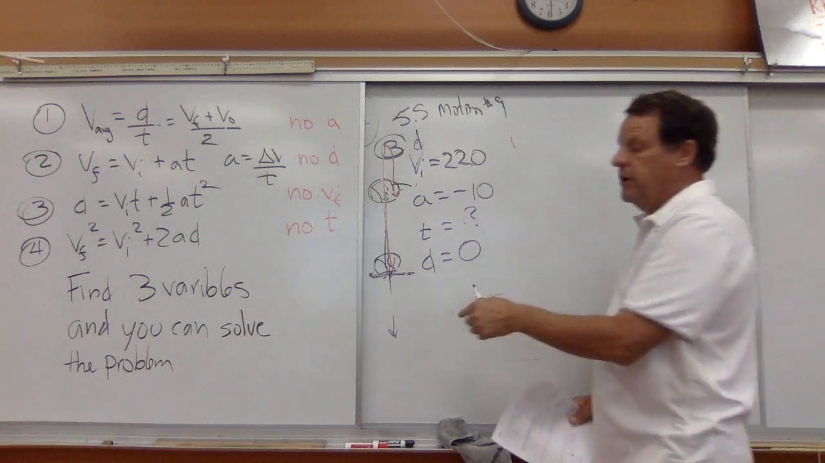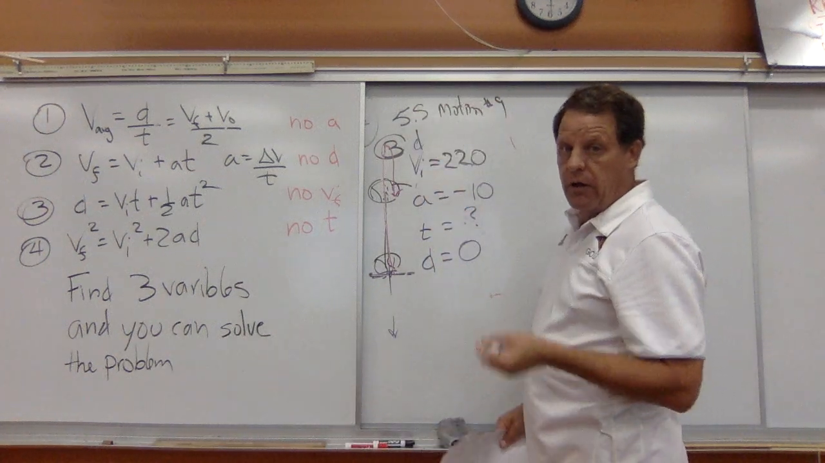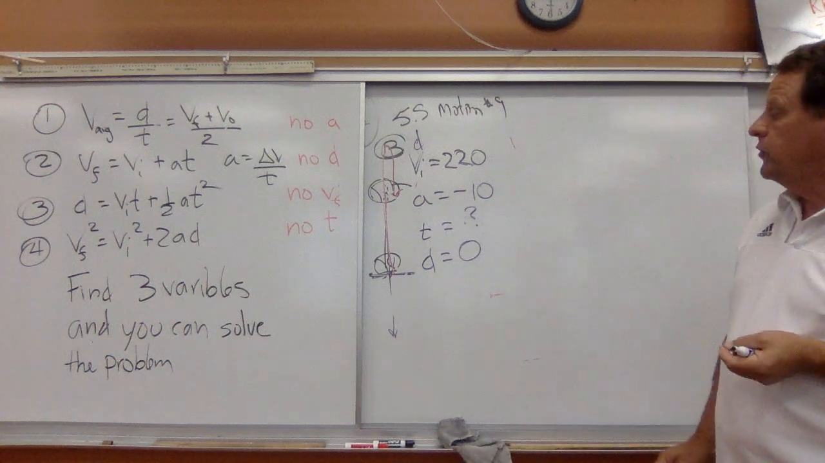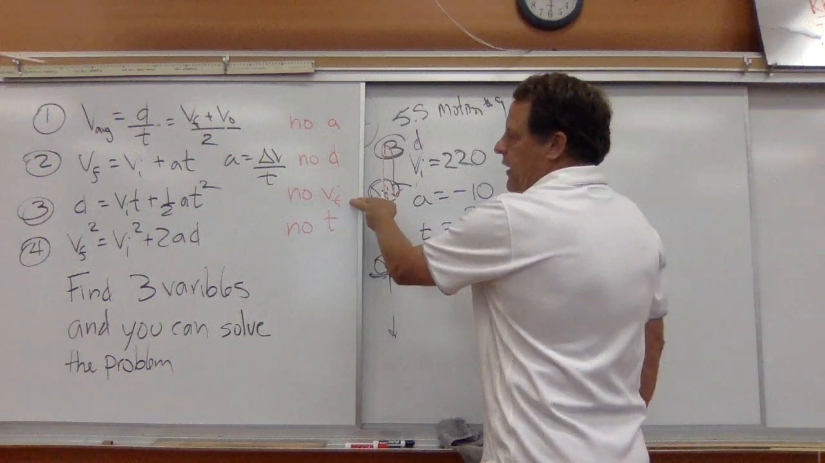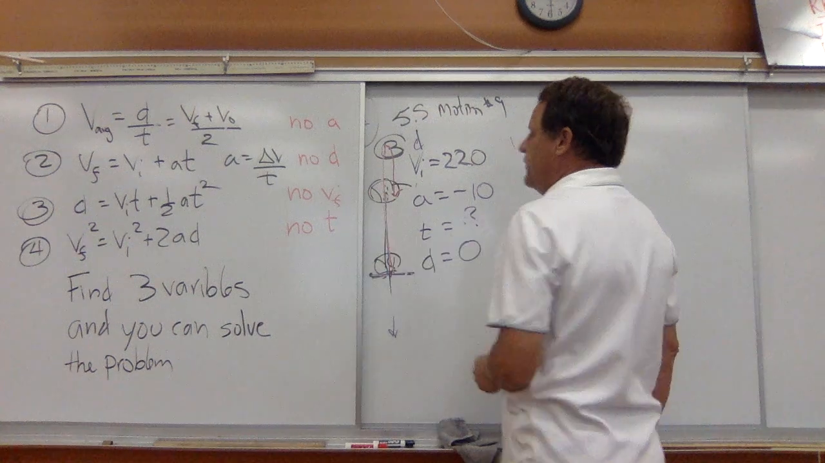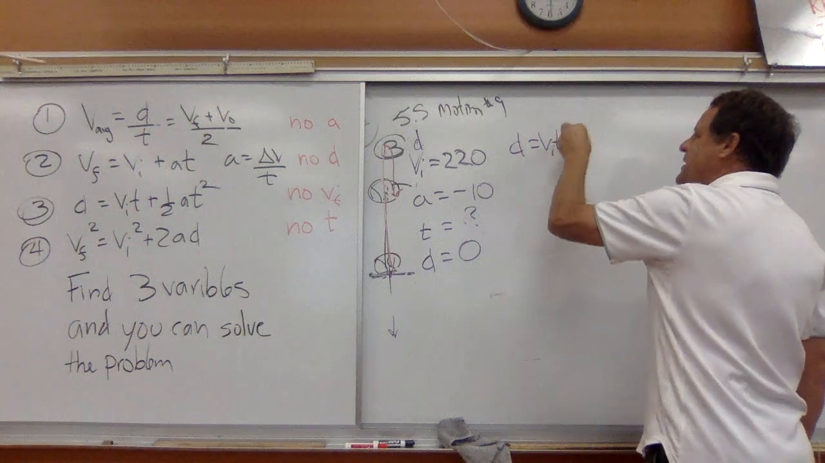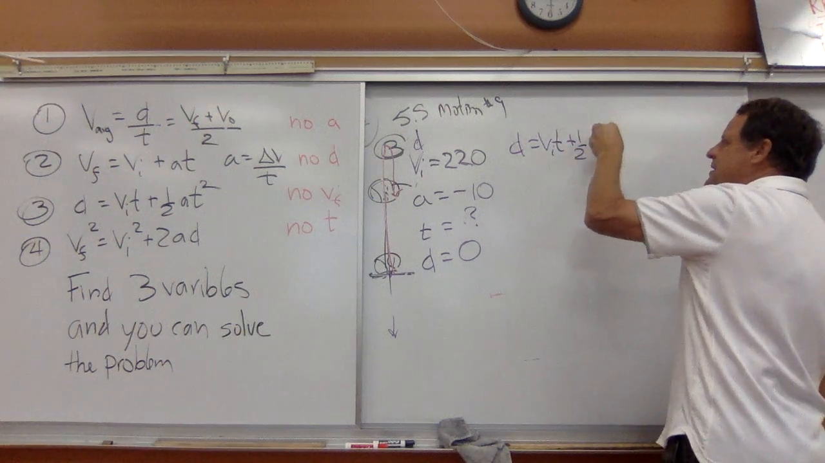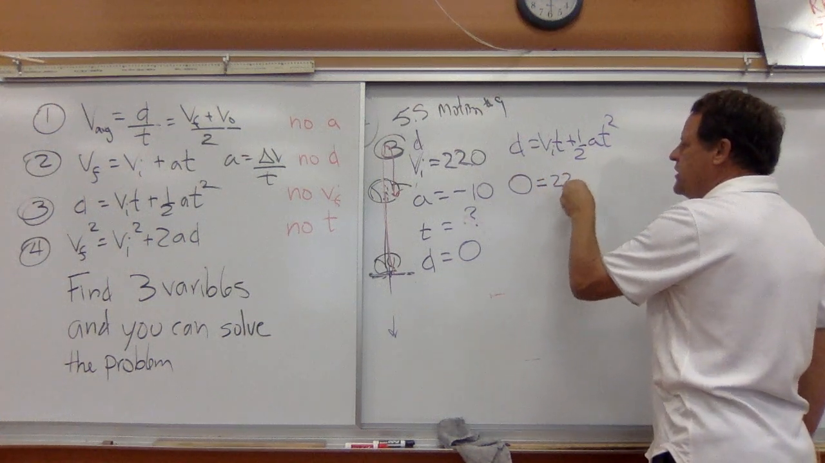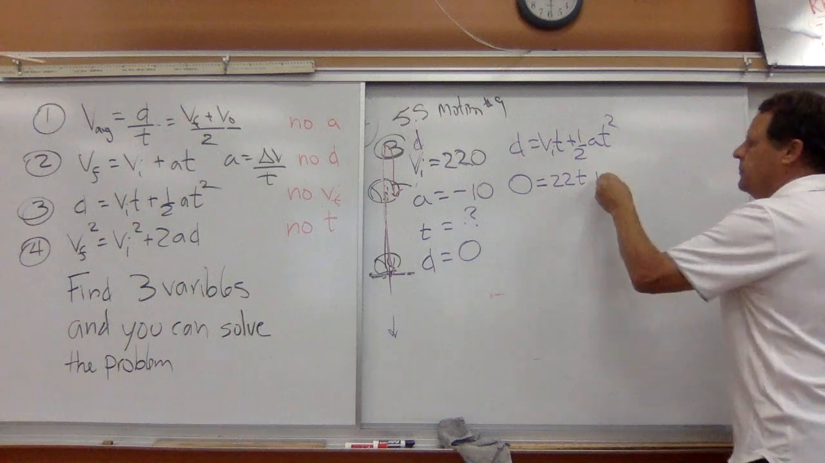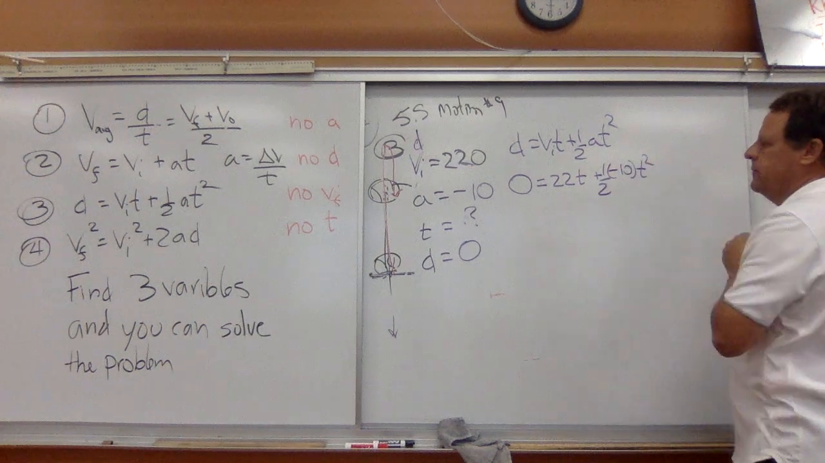Now remember, and I don't think I mentioned it here, if we can find 3 variables, 1, 2, 3, we can solve for any of the other variables if we use the right equation. Our right equation is the one where we don't have a final velocity, and that is equation number 3. So we'll plug this in here. d is equal to v initial t plus 1/2 a t squared. Remember, it goes up and down, so d is 0: 0 equals 22 times t plus 1/2 of -10 t squared.